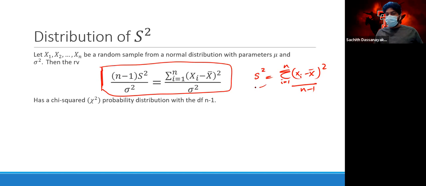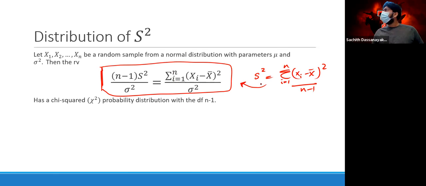Okay, from here to here, you know how to get this one. Clear? Cross multiply by n minus 1, both sides divide by sigma square. Okay. Why we get this? You will see a few seconds later.